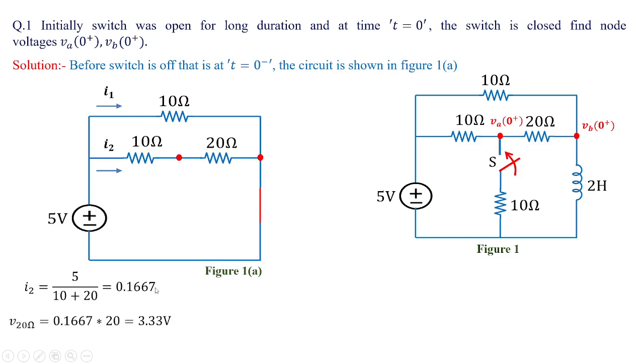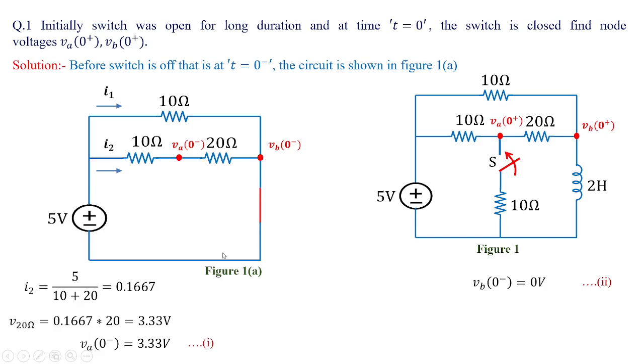0.1667 amperes. Now the voltage across 20 ohms can be obtained by taking this current and multiplying with the resistance value. So here the value of voltage is 3.33 volts. So exactly VA of 0 minus is obtained to be 3.33 volts. So this is our first requirement. Then this is node voltage VB of 0 minus.